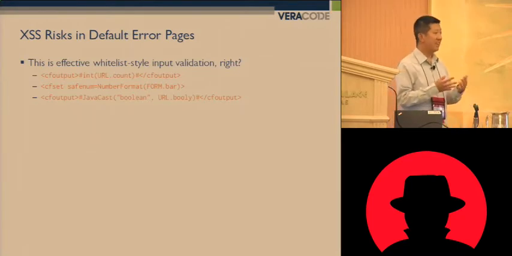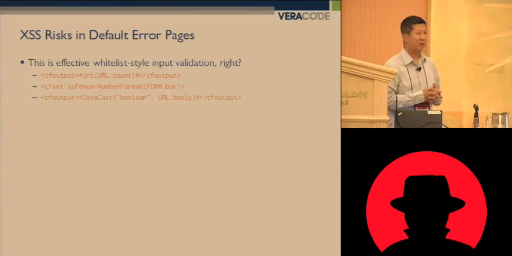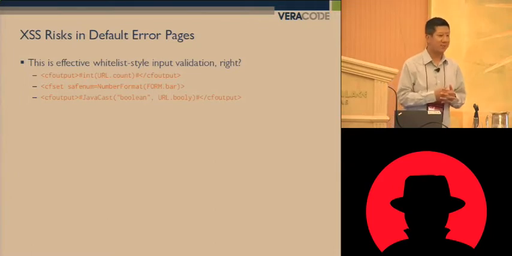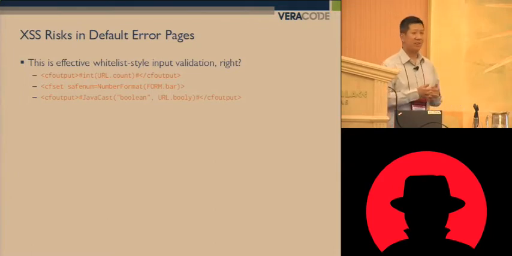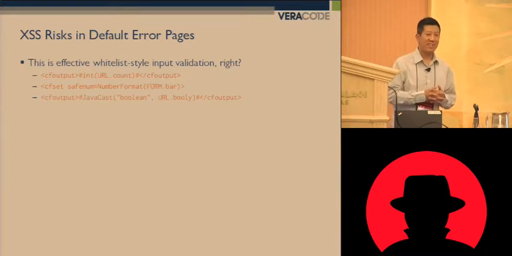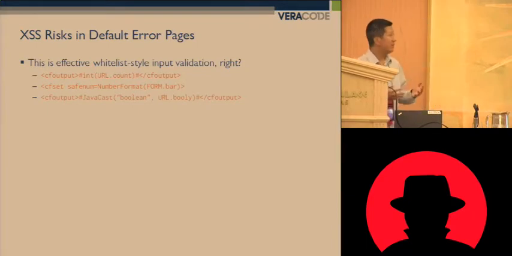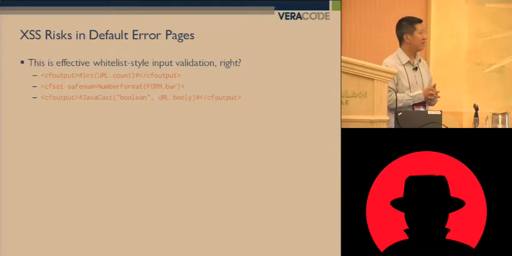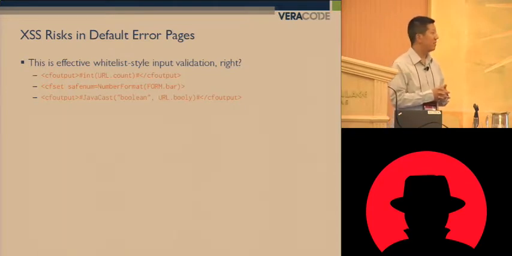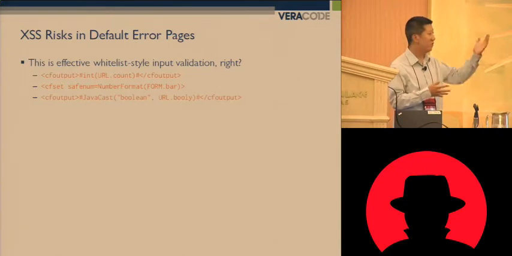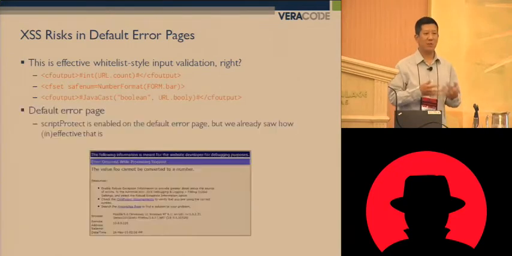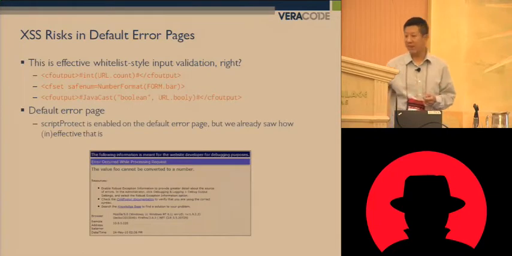So you use the int API call, which is essentially like a cast. You cast URL.count to an integer. And you say, well, that's going to protect me if somebody puts words in there, if they put a cross-site scripting string or anything that I don't expect. And those other two examples are similar, right? Number format is a ColdFusion expression that does essentially the same thing. Java cast, you can cast a variable to a Boolean in that case. But they're all examples of doing some kind of whitelist checks.